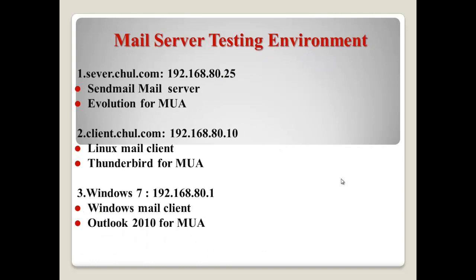In my case, right now, I have this kind of mail server testing environment. Server.child.com, IP address 192.168.25. This one will be sendmail, the mail server, and later for the MUA testing, this one will use Evolution. And the client system, client.child.com, 192.168.10, will be the Linux mail client. In this client, I will install Thunderbird as the MUA program. Also, I have Windows 7, 192.168.1, which will be just the Windows mail client. And in Windows, I will test how to set up Outlook 2010 for MUA.